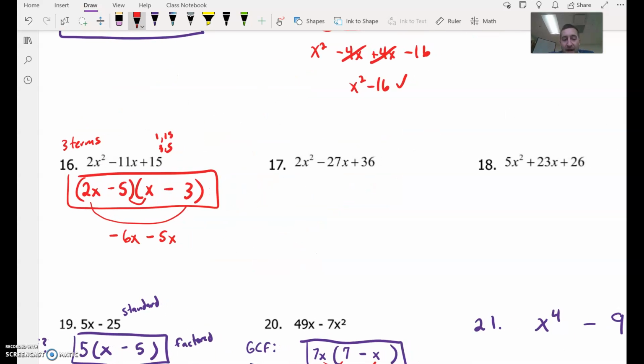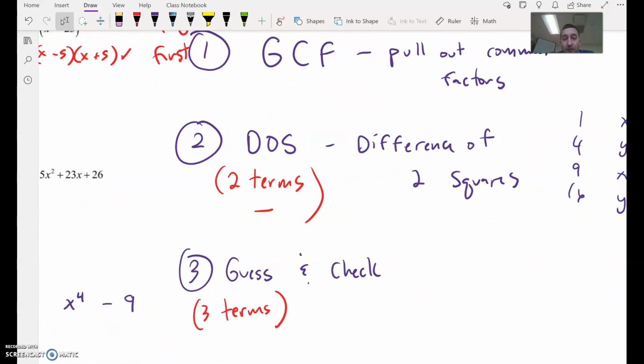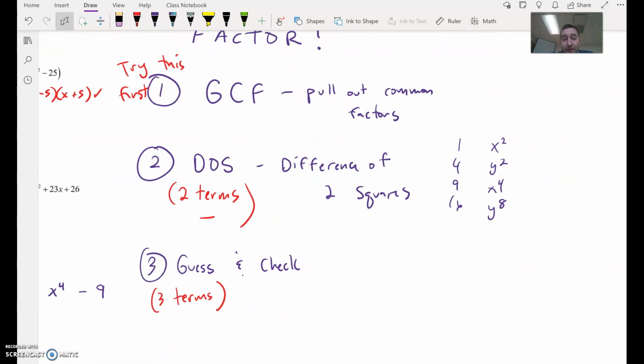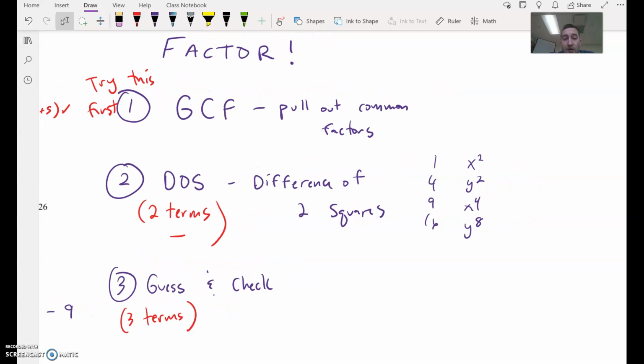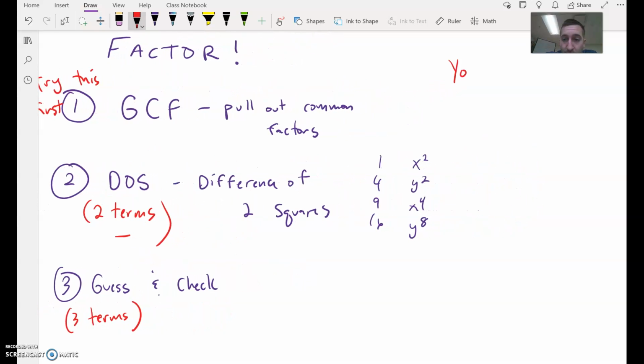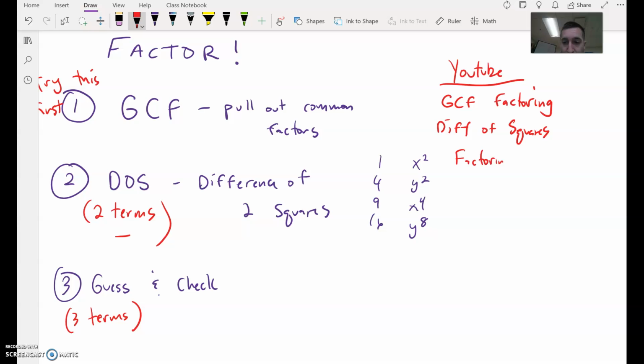So those are the 3 factoring methods. Listen, y'all, one of the main takeaways from this class is being able to factor. So you can literally go to YouTube and type in either of these factoring methods. You can say GCF factoring, and a slew of videos will pop up. You can say difference of squares factoring, and a slew of videos will come up. Or you can type in factoring trinomials. That's just things with 3 terms. And the guess and check method will pop up.